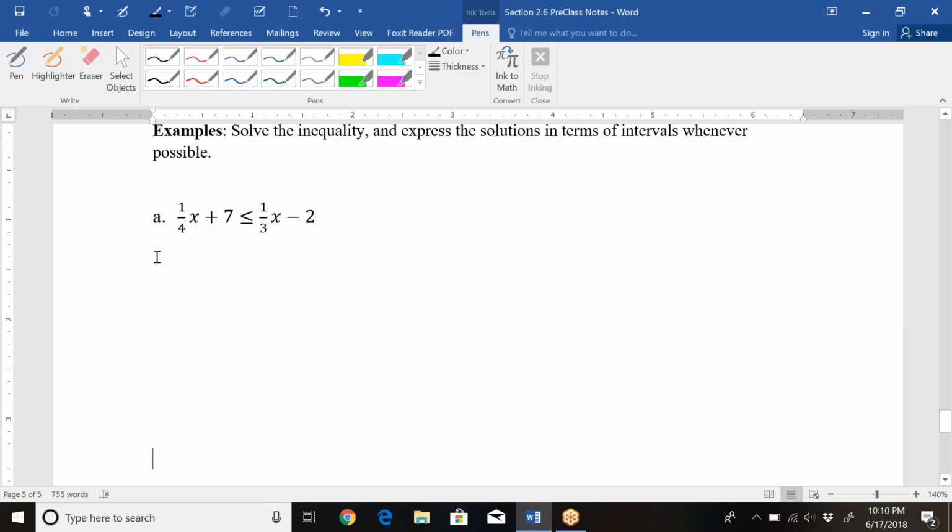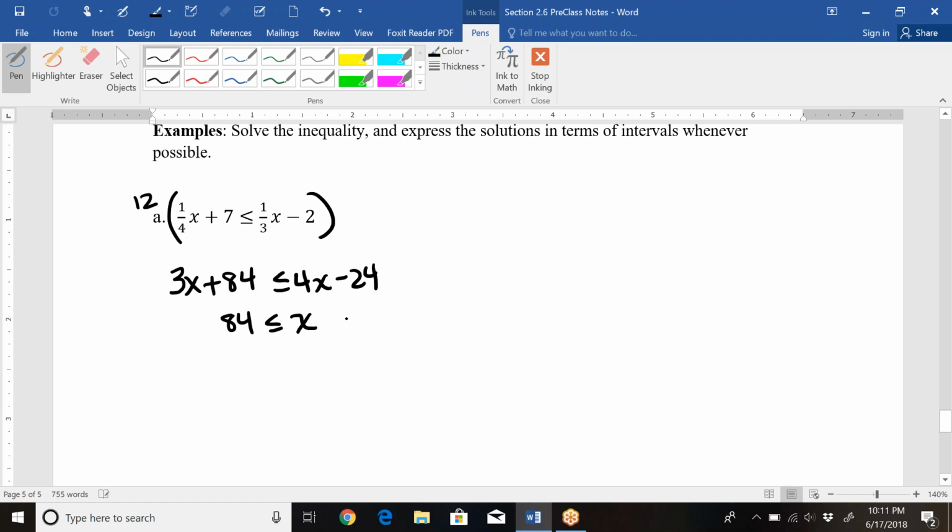Our answer has to be written in interval notation according to the directions. This looks sort of like the equations we were solving back in Unit 1. It looks like it has an LCD of 12, so I'm going to multiply everything by 12. 12 divided by 4 would be 3x. 12 times 7 would be 84. Less than or equal to 12 divided by 3 would be 4x. 12 times -2 is -24. I would subtract the 3x over, so that's going to be x minus 24. Add the 24 over, that's going to be 108.